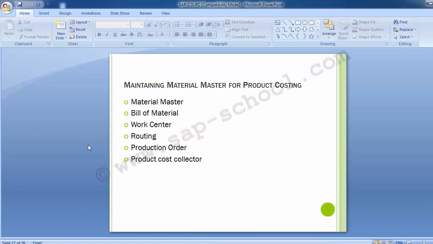So before moving up to the next component of product costing, let's first discuss what are the different master data for product costing to be maintained. Material master from the MM module, bill of material, work center, routing from the production planning module, production order and product cost control collector from the CO part.